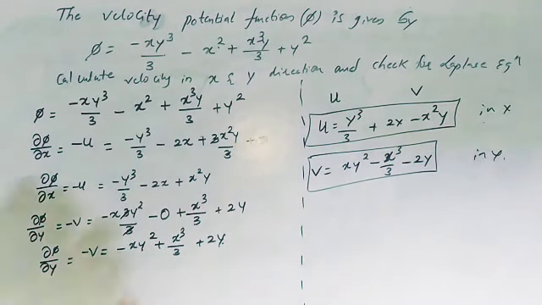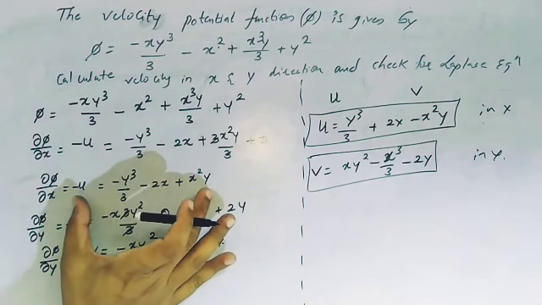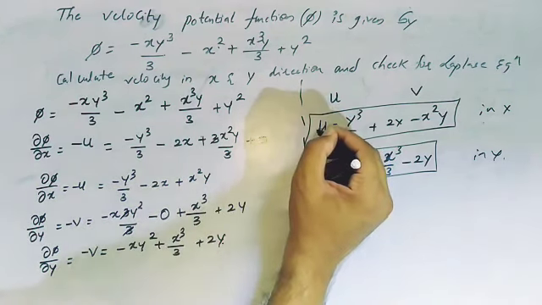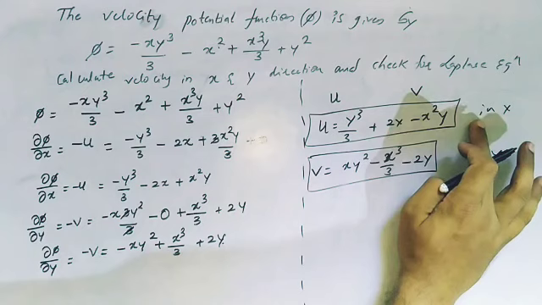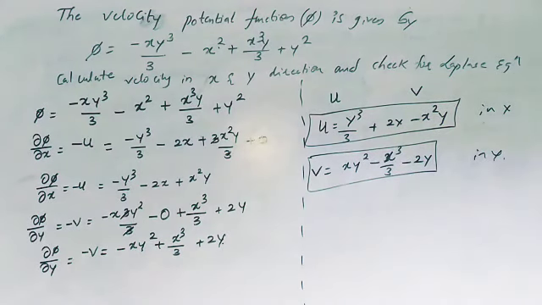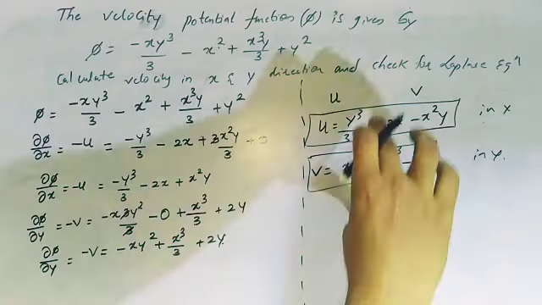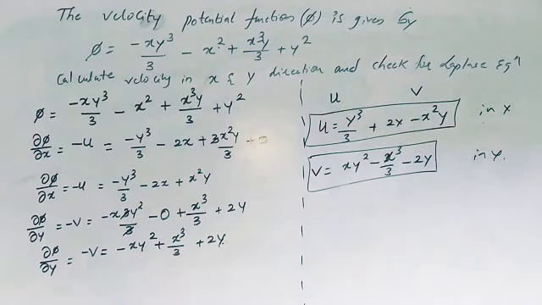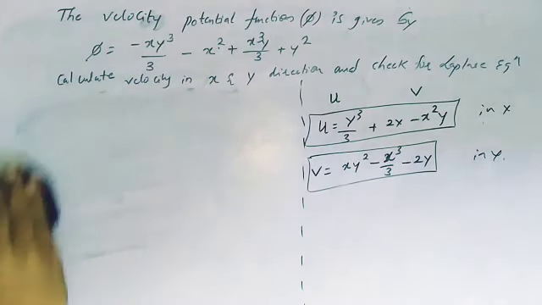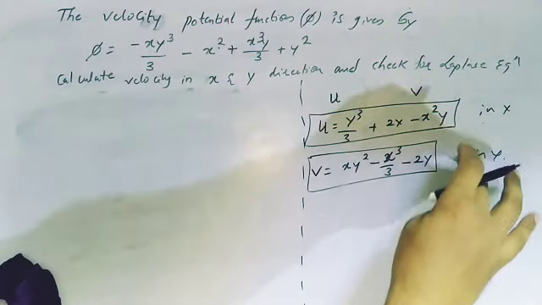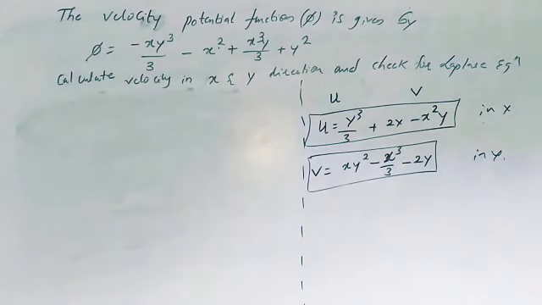If you write only minus u equals to, that is the wrong answer. You need to get u as a positive value. So u is the velocity in the x direction, v is the velocity in the y direction. So half of the problem is solved. The next step is to check for the Laplace equation. This question is for 7 to 8 marks, so half of the marks will be distributed for the identification of these velocities, and the remaining half marks will be allotted for the Laplace equation check.